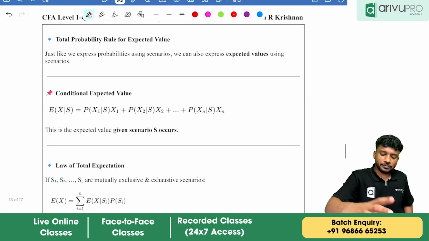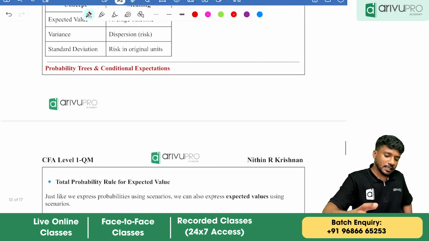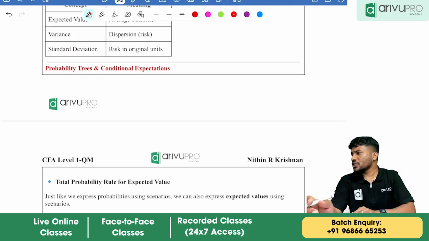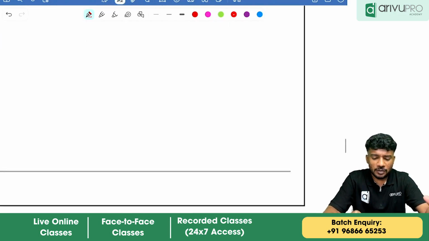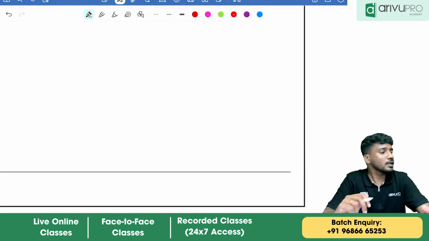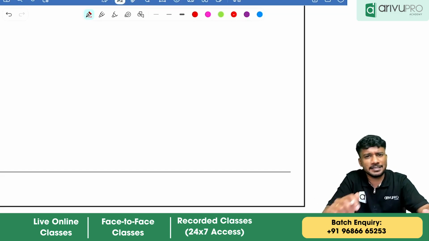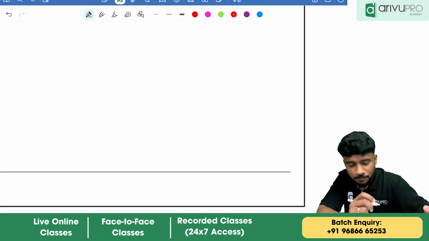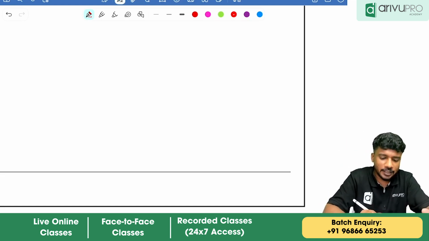Now, we are going for the next concept, that is probability trees and conditional expectation. Okay. The same logic will be used in the next topic also, that is called Bayes theorem. Now, I'll teach you with a very simple example so that you can understand it much faster. Okay. Yes, Sheikh, can you hear me? Everything is audible, right? Yes, we will continue.